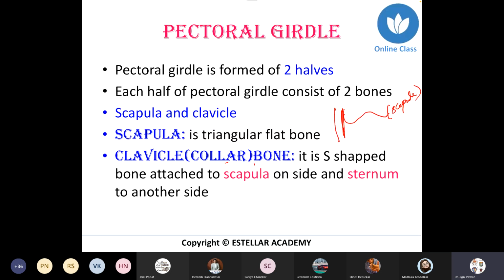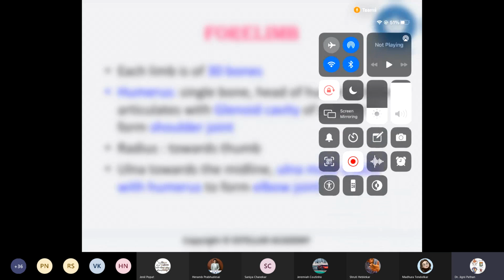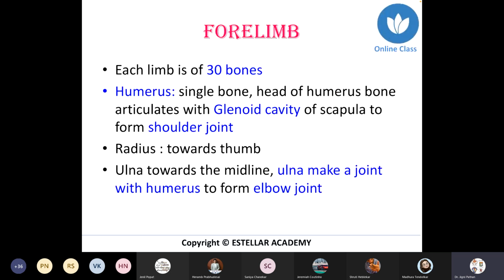Done, everyone. Let's move to the next topic. Then we are talking about the bones of the forelimbs. The forelimb has 30 bones. So you have 30, 30, 60, and upper 30, 30, 60, that is 120 bones. Clear? Each limb has 30 bones. The first bone is the humerus. Humerus is a single bone.